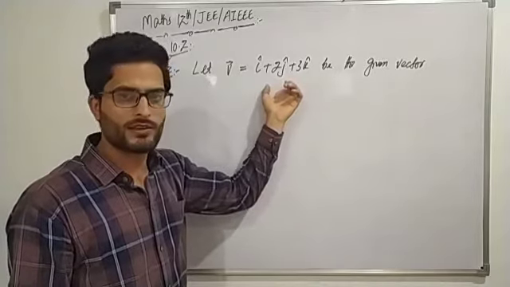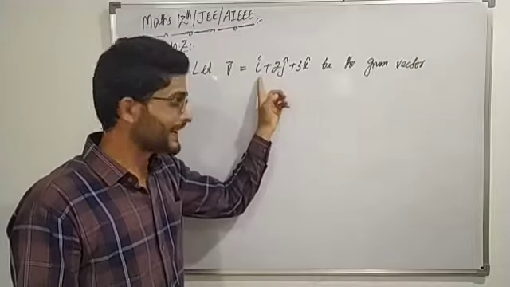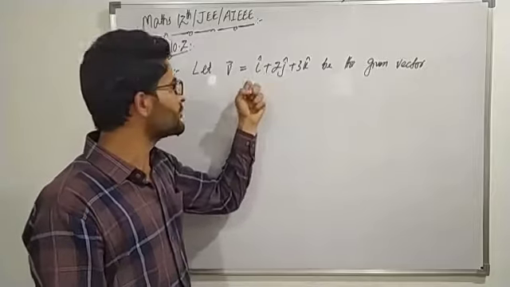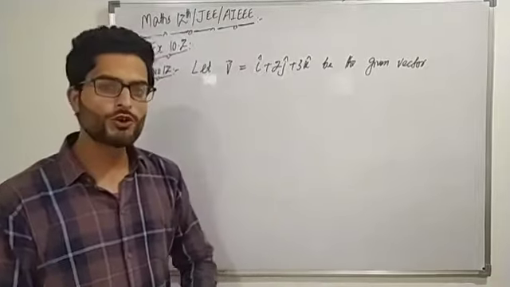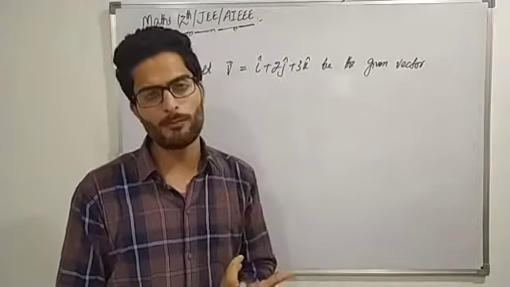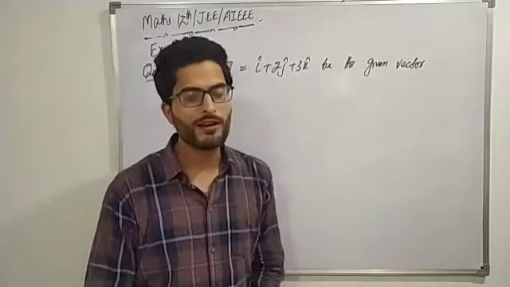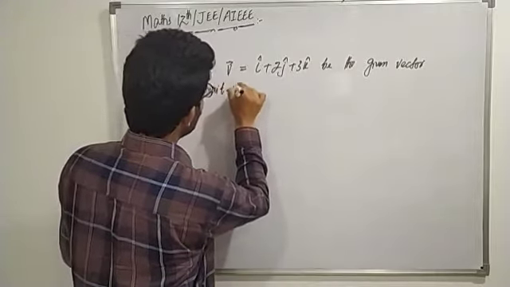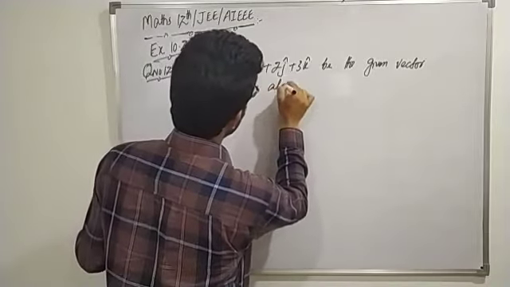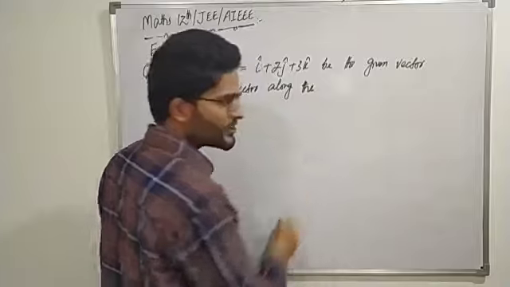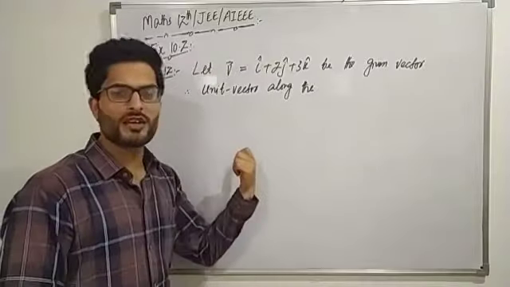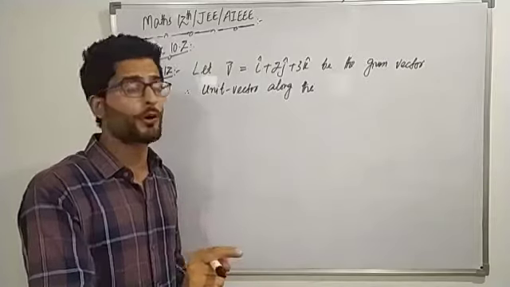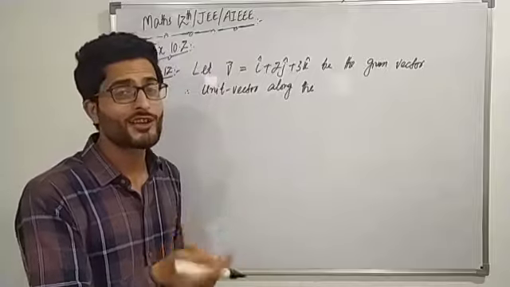The direction cosines of a vector are the scalar components of its unit vector. So we need to first calculate the unit vector along the direction of v, and the scalar components of that unit vector will be the direction cosines of this proper vector v. Sir, we need direction cosines, so why are we calculating the unit vector? Because the scalar components of the unit vector will be the direction cosines of vector v.